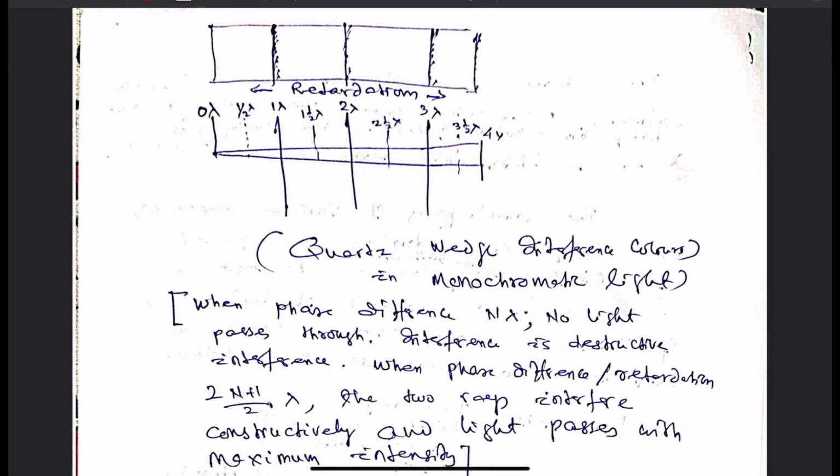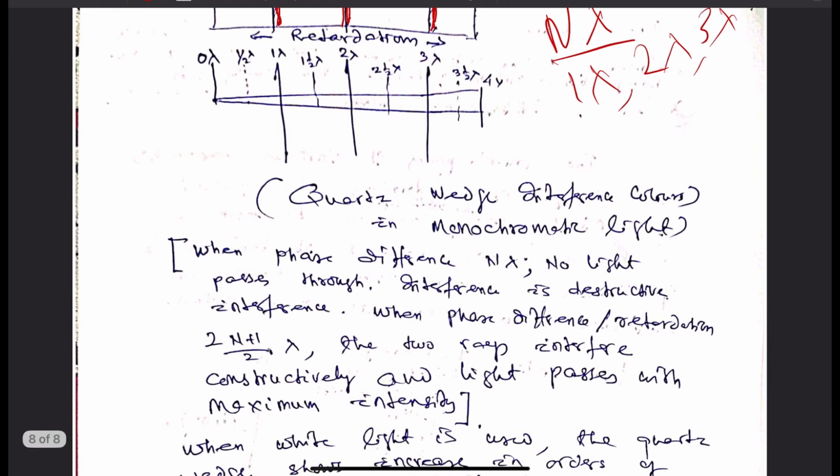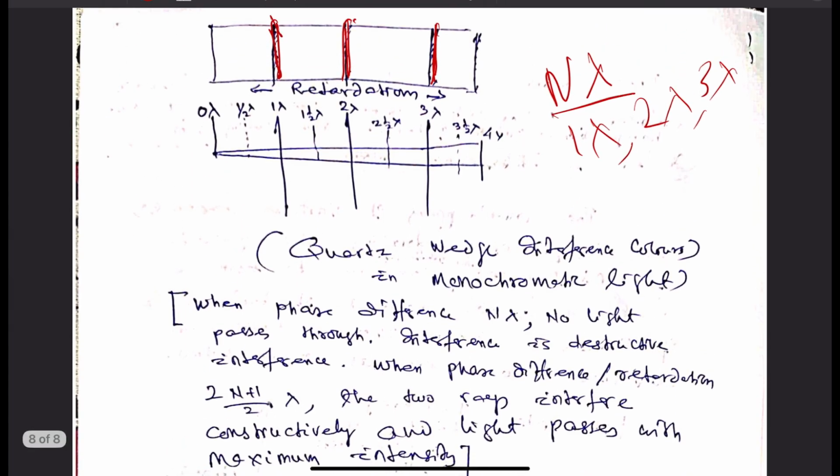If we take monochromatic light, quartz wedge, at 1 wavelength, 2 wavelengths, 3 wavelengths, we will get the dark band. This is darkness because of n lambda, 1 lambda, 2 lambda, 3 lambda, so there will be darkness. If we take use of the white light, then this will be ending with a red band. Grey, white, yellow, red, blue, green, yellow, red, blue, green, yellow, red. In this manner the colors will be seen.